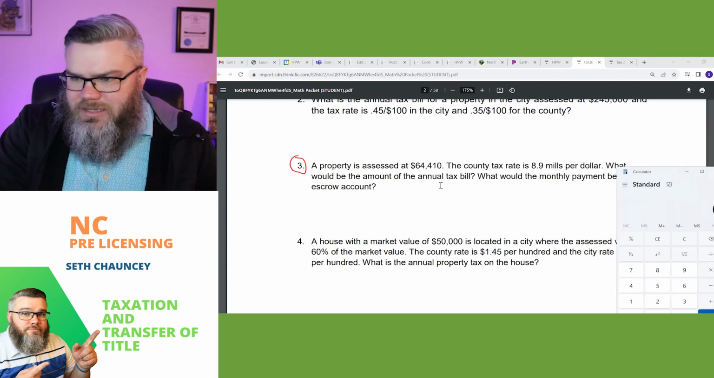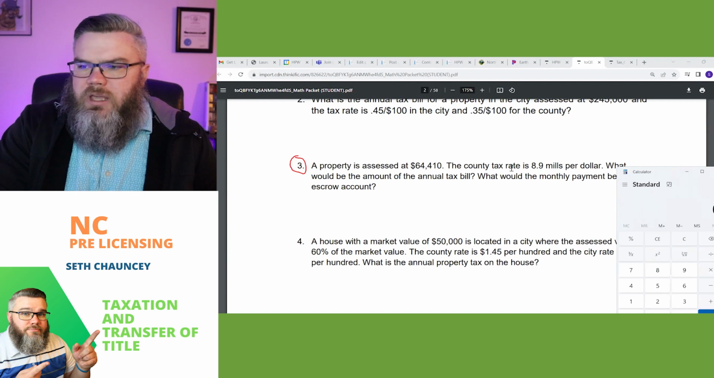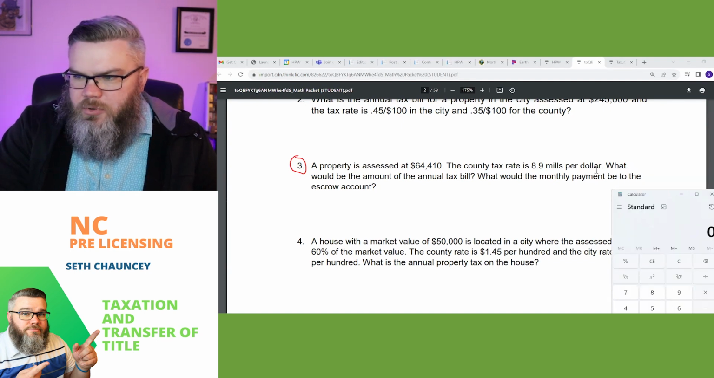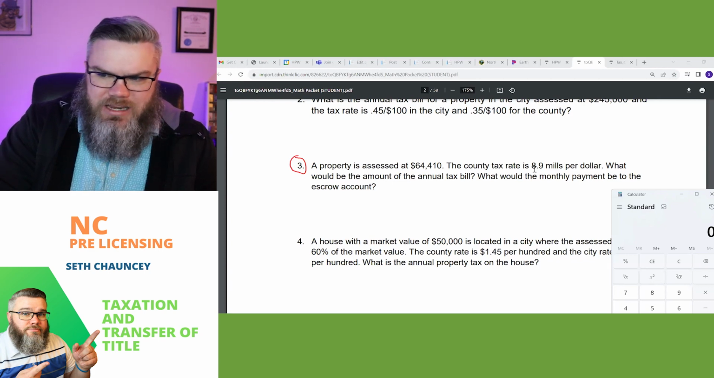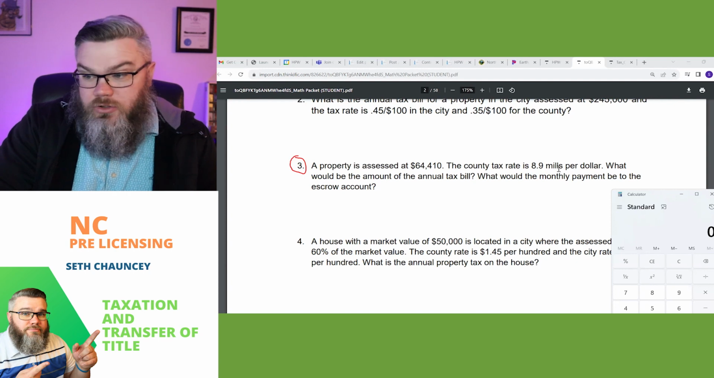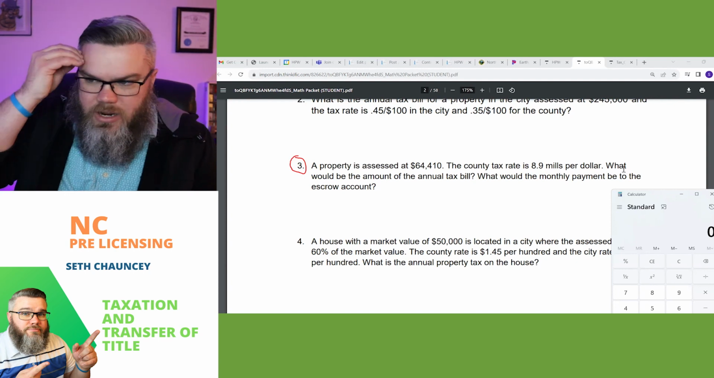So a property is assessed at $64,410. The county tax rate is 8.9 mils per dollar. And don't let that confuse you. That "per dollar" shouldn't be there. It's just 8.9 mils. So that's $8.90 per thousand is what it should read as in your head.